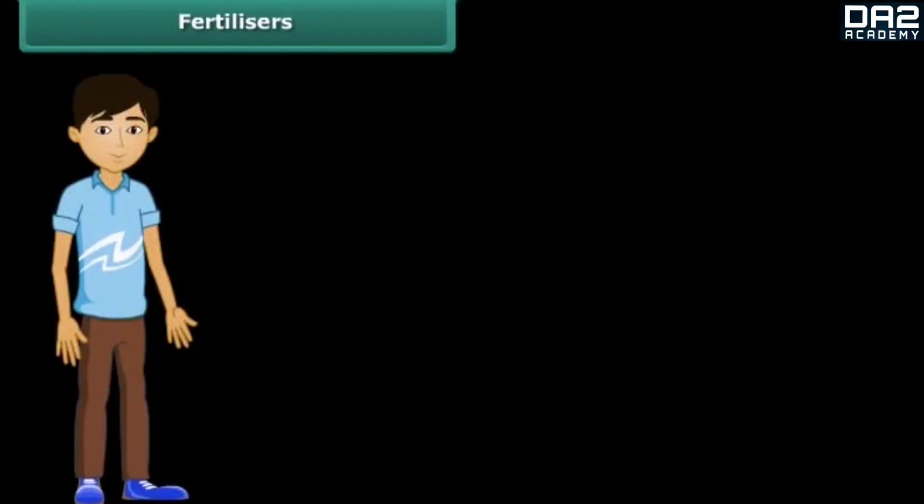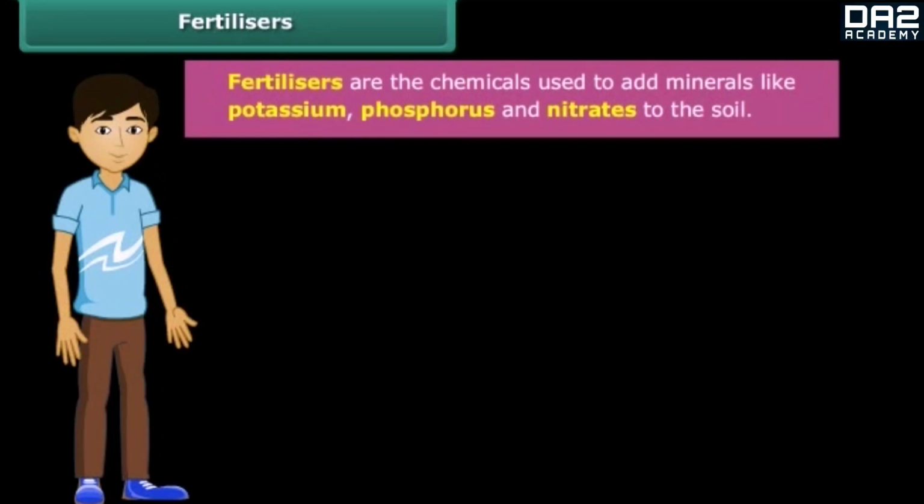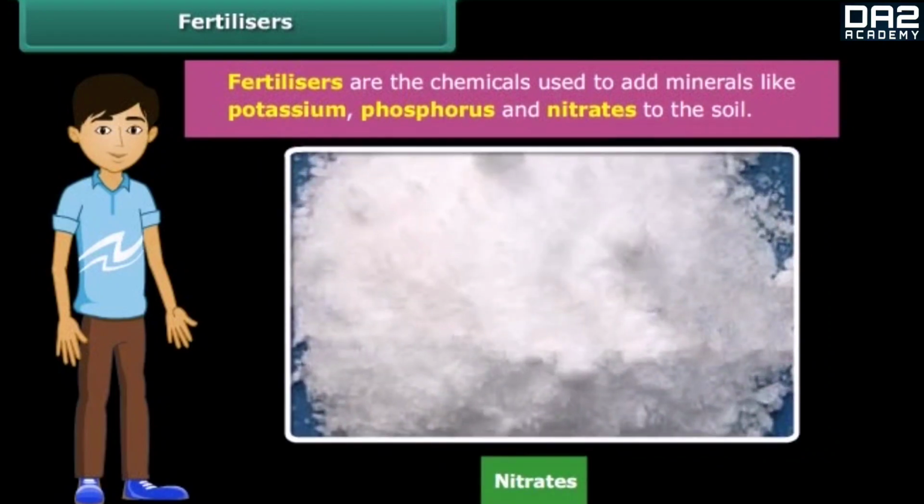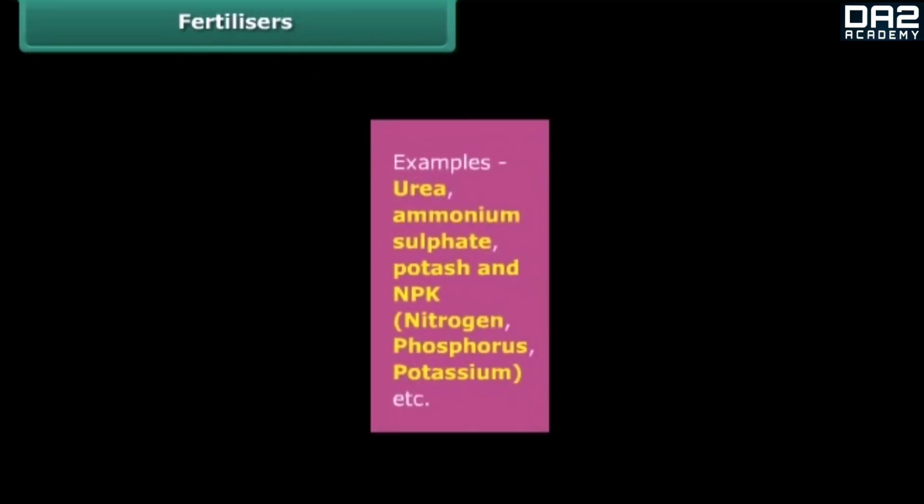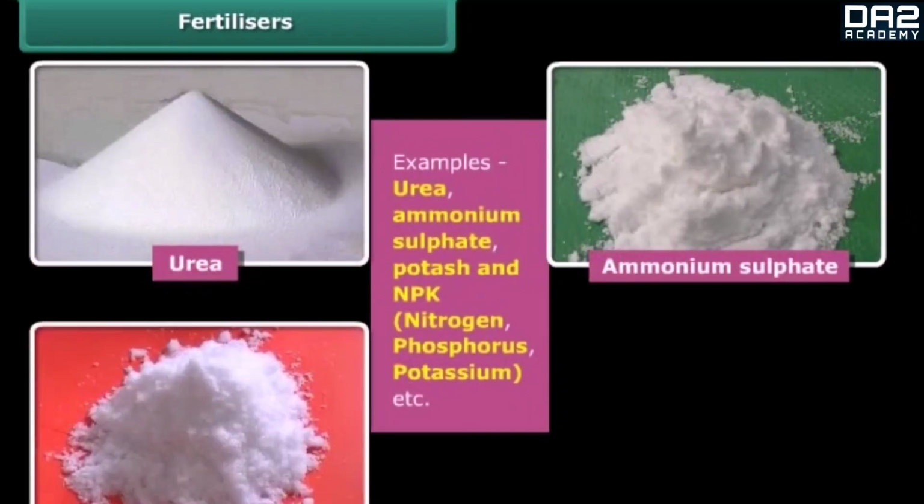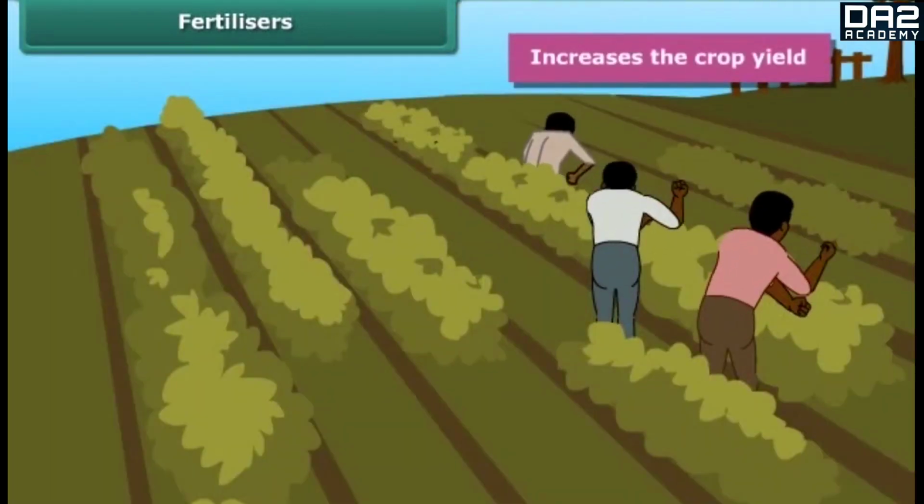Like manure, fertilizers are also used in replenishing the lost nutrients and minerals in the soil. Fertilizers are chemicals used to add minerals like potassium, phosphorus, and nitrates to the soil. Fertilizers are produced in factories. Some examples of fertilizers are urea, ammonium sulfate, potash, and NPK, nitrogen, phosphorus, and potassium. The use of fertilizers increases the crop yield.